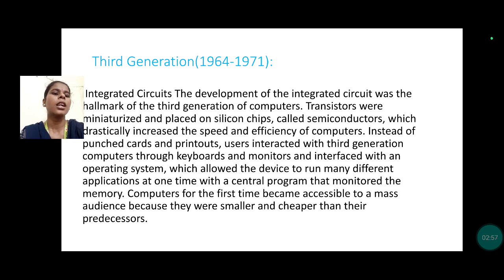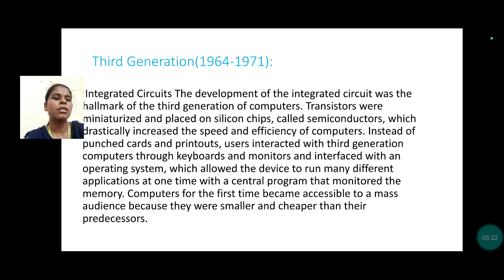Third generation is 1964 to 1971. Integrated circuits. The development of the integrated circuit was the hallmark of the third generation of computers. Transistors were miniaturized and placed on silicon chips called semiconductors, which drastically increased the speed and efficiency of computers.